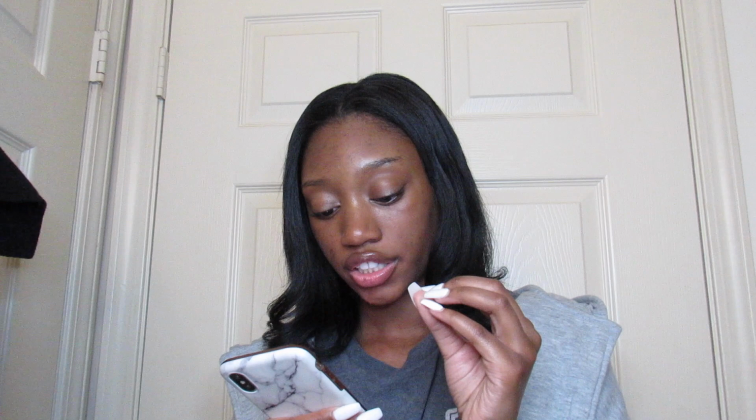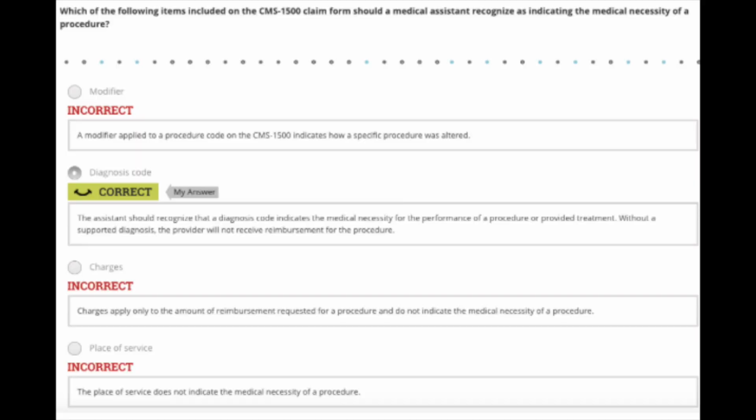Okay, our next question is going to be, which of the following items included on the CMS 1500 claim form, this is an insurance claim form, should a medical assistant recognize as indicating the medical necessity of a procedure? And these are just going to be things that you guys are going to have to memorize. So A is modifier, B is diagnosis code, C is charges, and D is place of service. So the answer here is going to be diagnosis code. Diagnosis code does indicate the medical necessity of the procedure, and the other things don't.